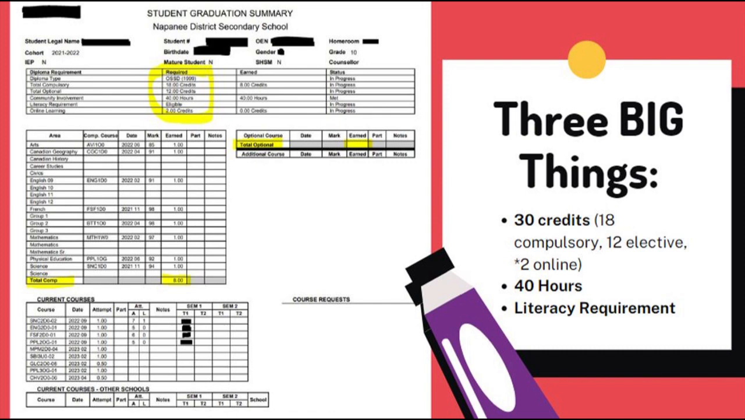On the right-hand side, you probably don't see anything yet, which is perfectly normal for a student in your shoes. Students don't usually start accumulating optional credits until the second half of grade 10 at the earliest.